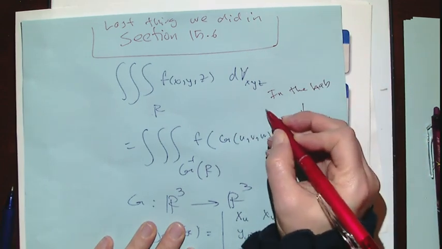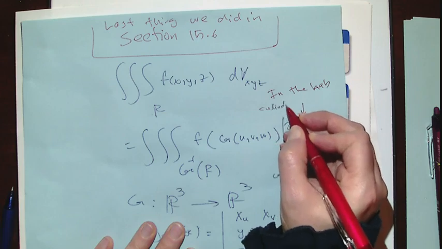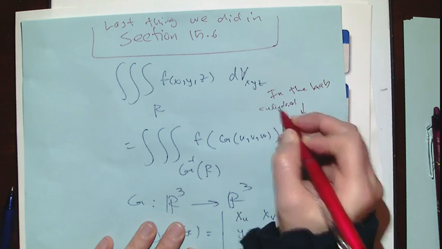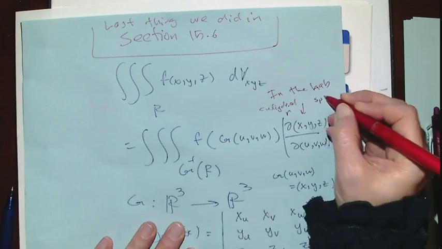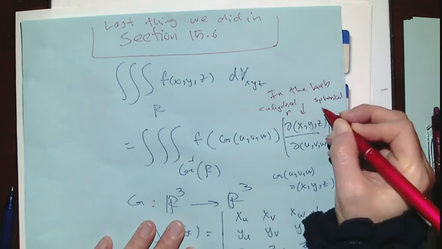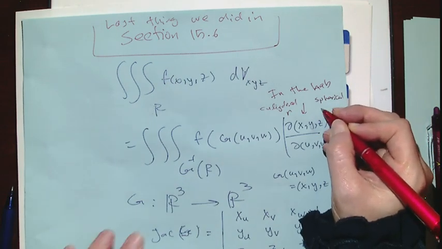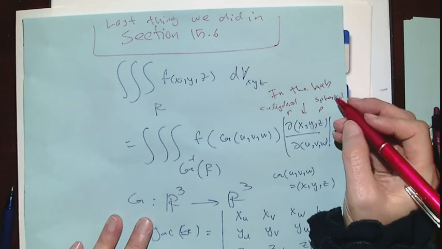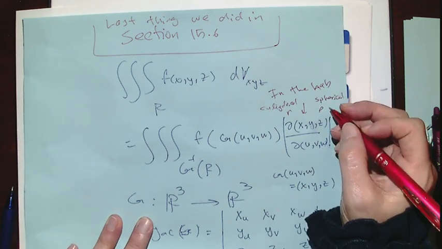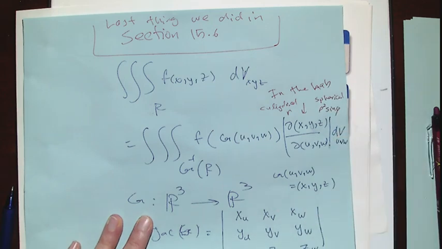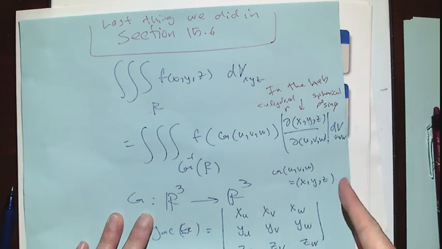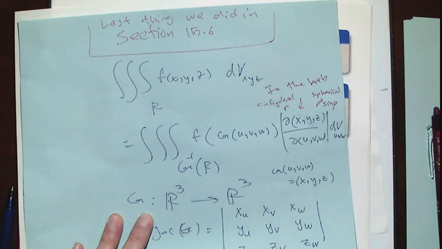The Jacobian for cylindrical is r. For spherical, it's rho squared sine of phi. I will make you memorize this one. A lot of things I'm okay with, but that one you have to memorize. Fair game?